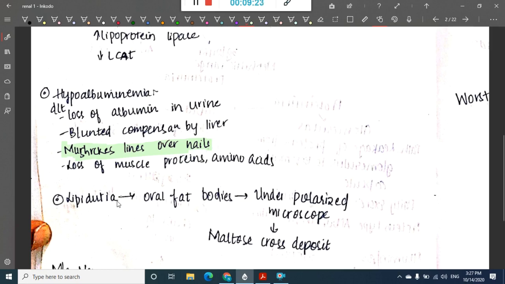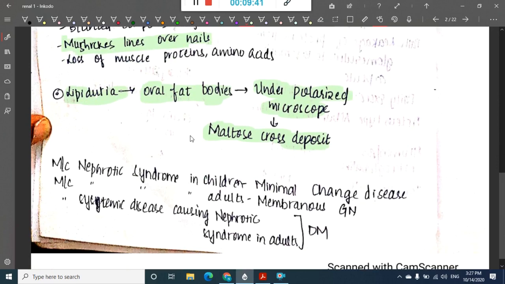Then we have lipiduria, right? Lipiduria produces oval fat bodies. These oval fat bodies under a polarized microscope are seen as Maltese cross deposits. I will show you this deposit just in a minute.